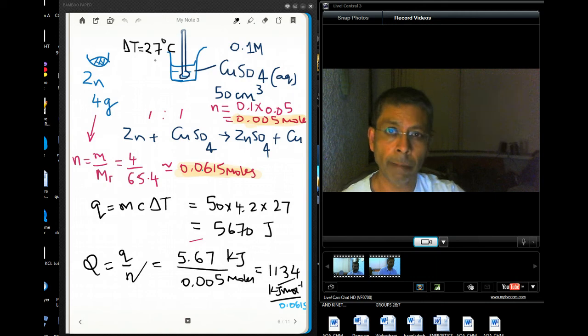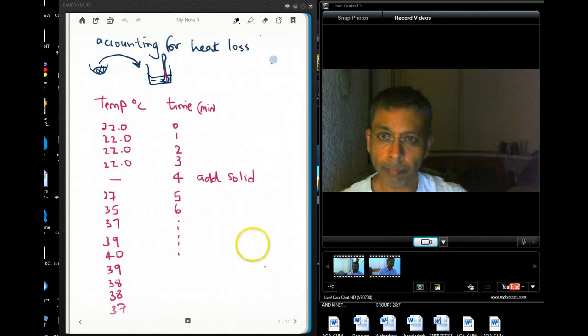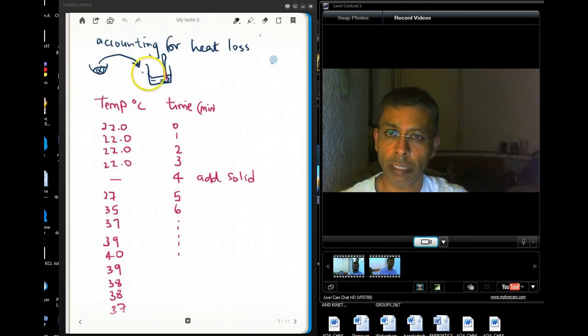degrees centigrade. But we want to know how much it should be. Can we account for the heat loss? Well, yes, we can. So there's your zinc, there's your copper sulfate. You make a table of temperature against time.